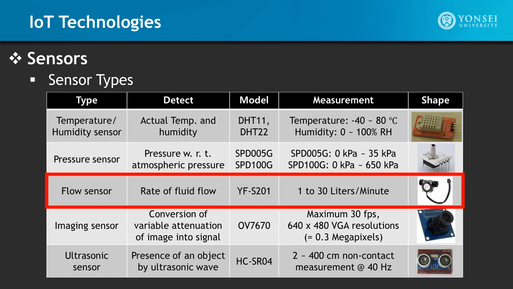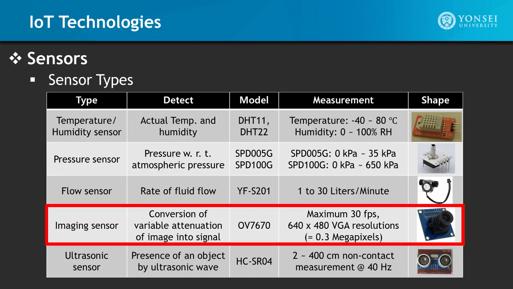Then we have image sensors, where this will deal with the conversion of variable attenuation of images into the signal. So the range that we're looking at, if we're looking at an image sensor, then having 30 frames per second with a 640 by 480 VGA resolution, which is resulting in a 0.3 megapixel image, could be provided. Of course, there are much lower data rate image sensors, and of course there are also much higher resolution image sensors as well, as in terms that there are like high definition CCTVs.